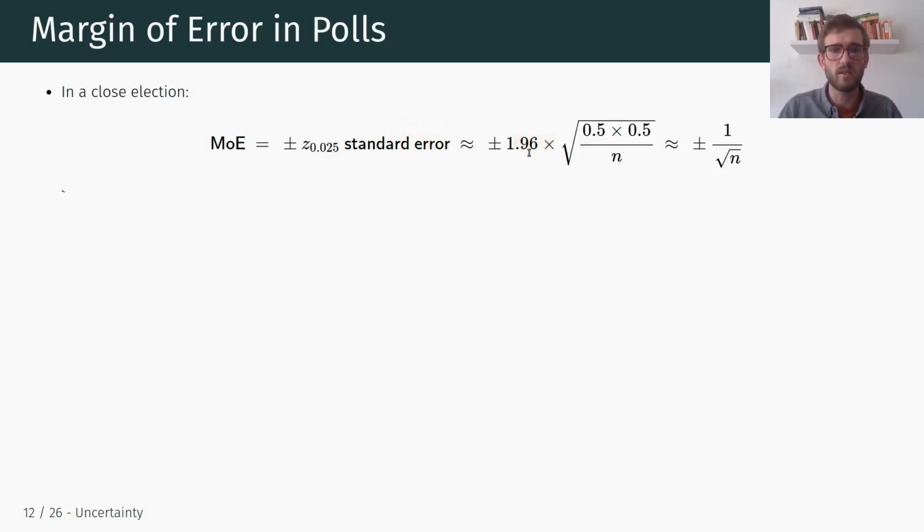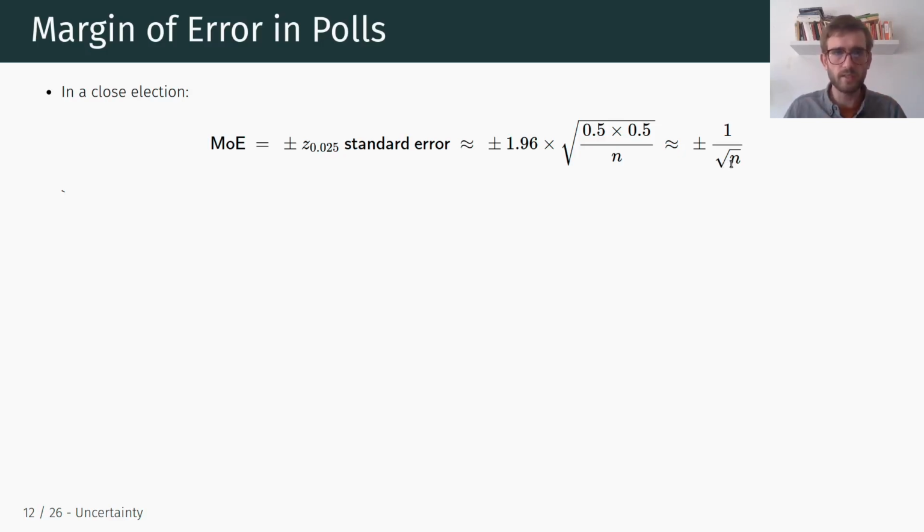So plus or minus 1.96 times the square root of p times 1 minus p. In a close election, the true population proportion is around 0.5. So 0.5 times 1 minus 0.5 is just 0.5 times 0.5. That means the margin of error in a close election, where the success probability is around 0.5, is usually around plus or minus 1 divided by the square root of n.